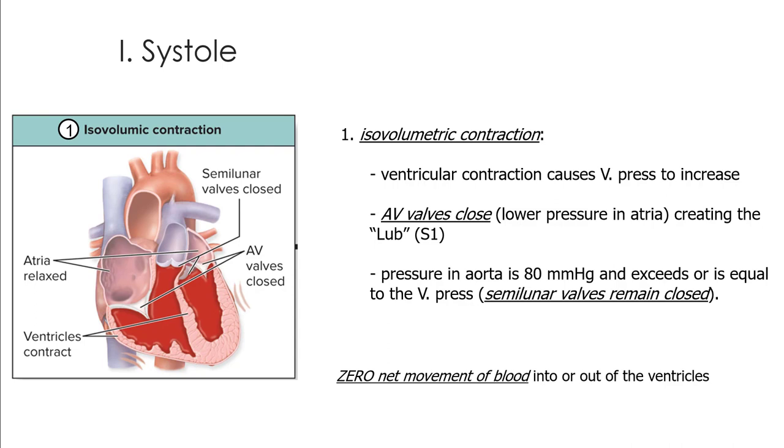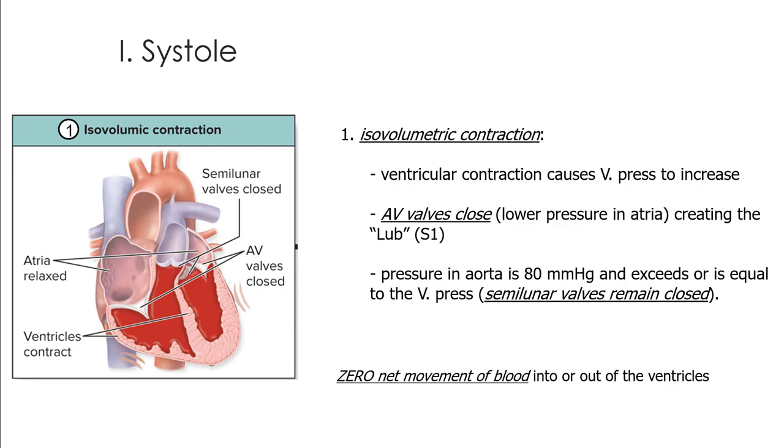Because when you think of blood pressure, a typical blood pressure is 120 over 80. 120 is the number representing your systolic pressure, and 80 is the number representing your diastolic. Well, in this stage, we just finished diastole, and the blood in our aorta and pulmonary trunk is still at 80 millimeters of mercury, pushing those semilunar valves and keeping them closed.